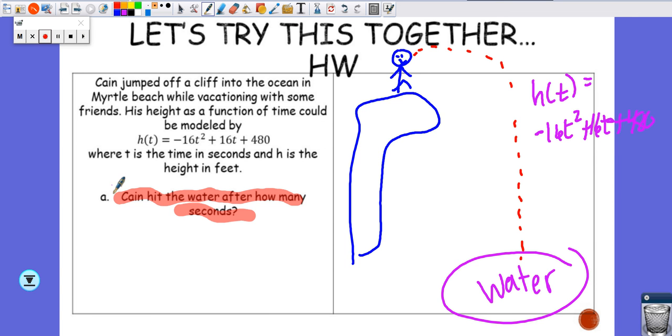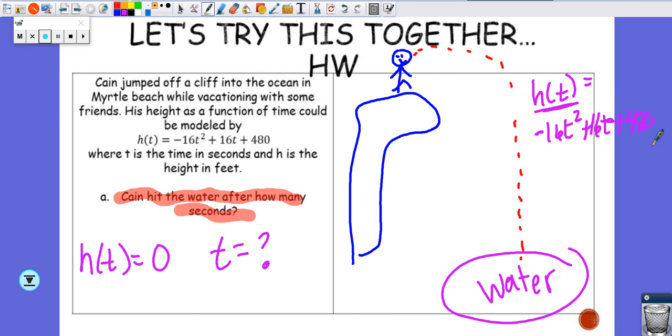So it says where t is the time in seconds and h is the height in feet. So it says Kane hits the water after how many seconds? So they're asking us how long is it going to take him to hit this water? So his height will be 0 when he hits the water. So I know h of t, which is his height, is going to equal 0 when he hits the water. And it's asking me how long is it going to take him to hit the water. So I need to find out what t is.